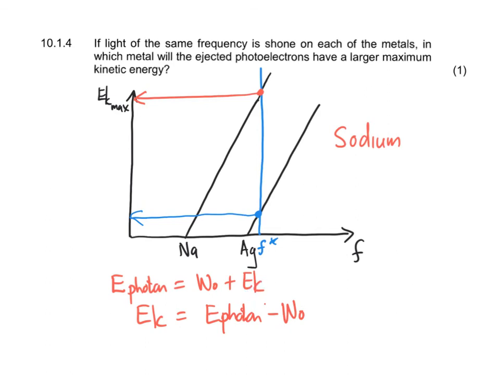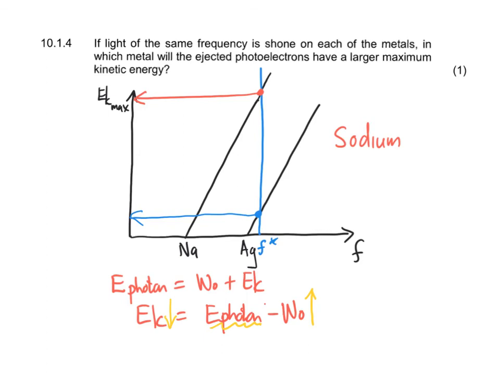If we rearrange it and make the kinetic energy the subject of the equation, then we see that the energy of the photon, which would be constant in both cases, minus the work function, which varies, is going to equal the kinetic energy. So if the work function is larger, then because the energy of the photon is the same, the kinetic energy is going to decrease. So this would be the case for silver.